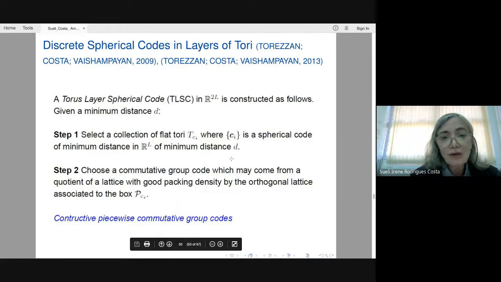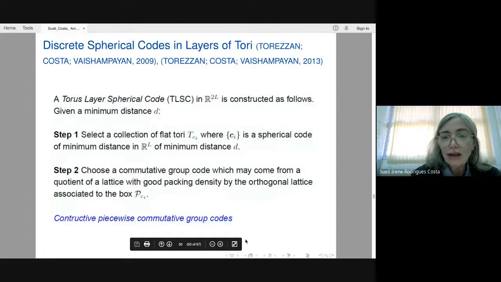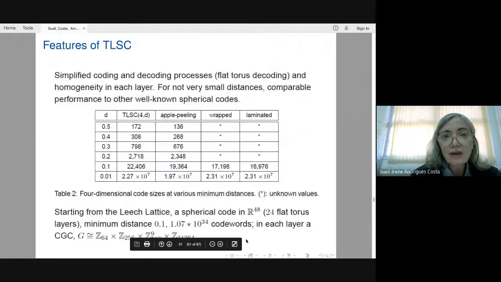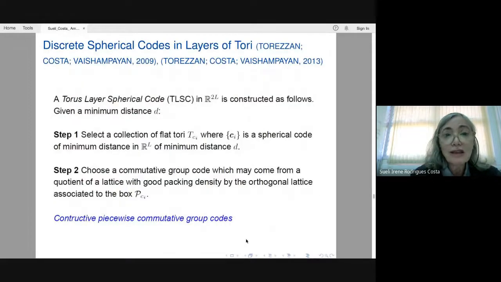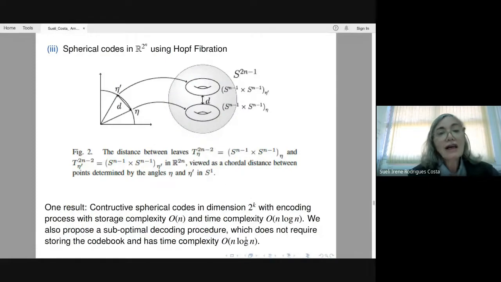We have to work with this, and that is the structure. We select some tori and construct this, collecting some codes. They are not extremely dense, but have some nice structure. They are quite homogeneous in each layer, right? So here are some features. I skip this.